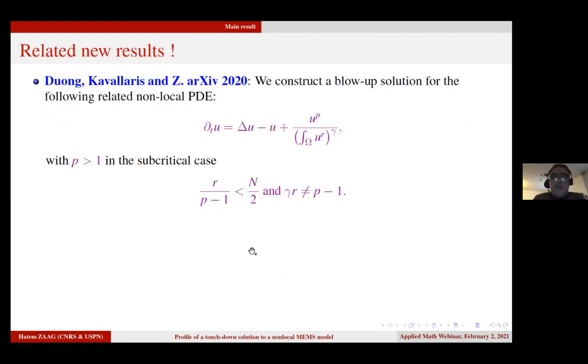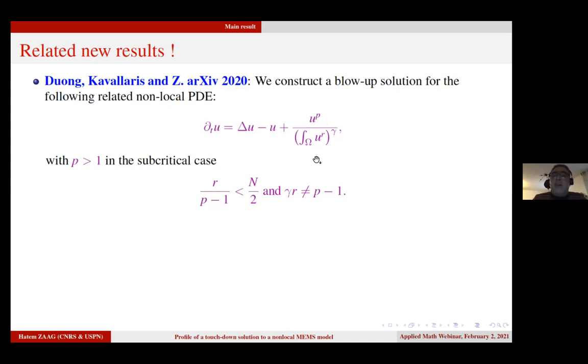Now I would like to announce some new result. It's by Nikos Kavallaris and myself, which is on arXiv, and we could in fact construct a blow-up solution, a real blow-up solution, for this related non-local PDE. So roughly speaking, if you ignore this integral here, you have the semilinear heat equation with power nonlinearity, because if we have blow up, this u to the p, if p is more than one, will be dominant with respect to this u. So you can ignore it anyway.